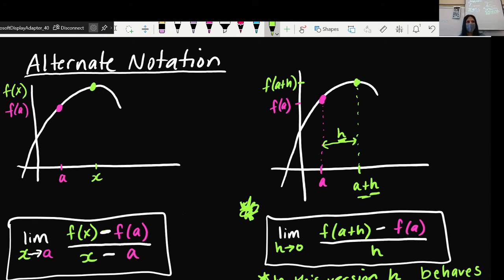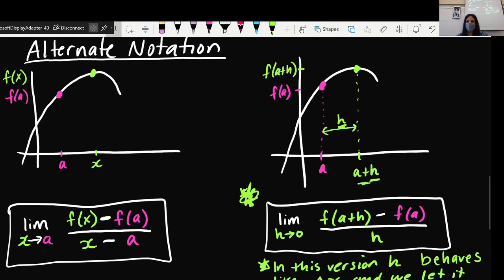You will see it come up. It says in this version, h behaves like change in x, that's what I just said, and we let it decrease as small as possible. So that's that change in x approaching 0. In this case, it's h is approaching 0. Good?